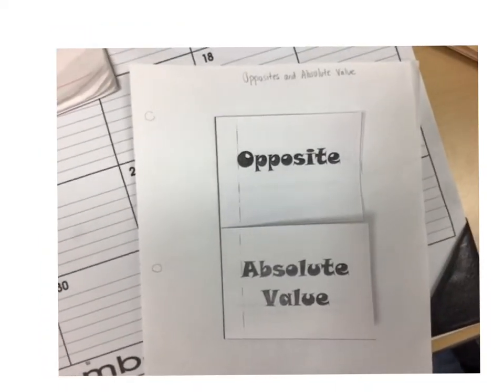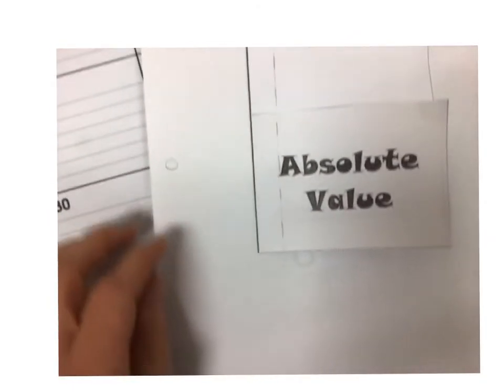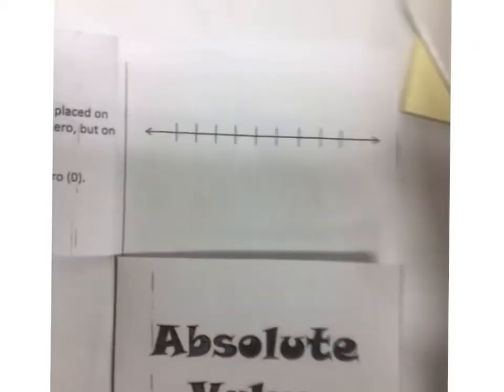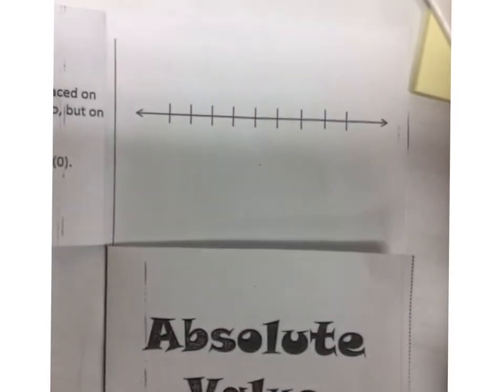All right, so now that you're finished, page 7 should have the words opposites and absolute value on the top. Page 7, and then you should have it glued so that you can flip open each of these. All right, so ladies and gentlemen, let's look in our interactive binders. We're going to add some notes in here.